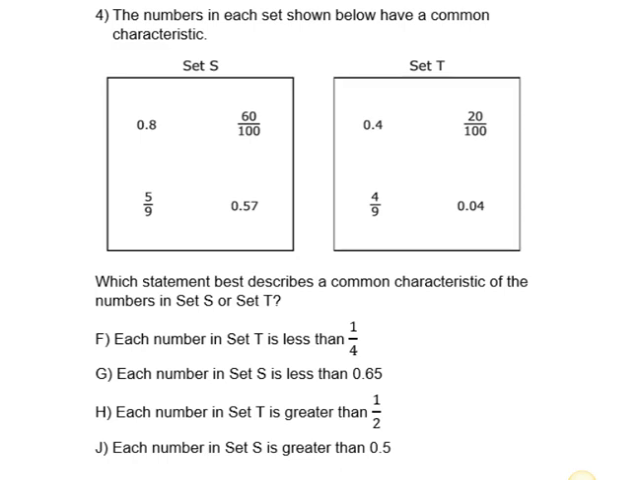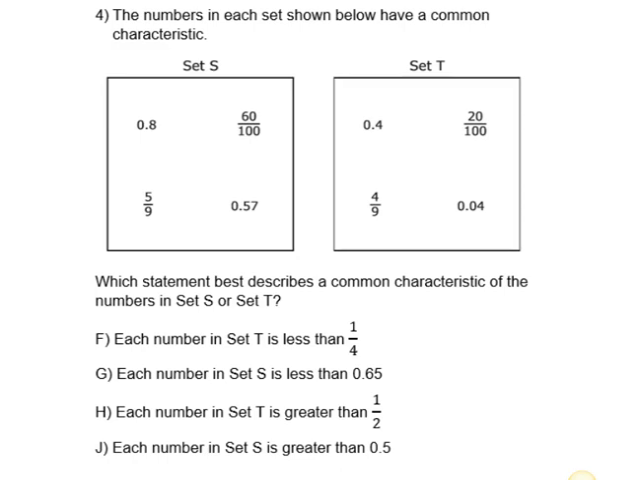The numbers in each set shown below have a common characteristic. We have set S, and in set S, our numbers are 0.8, 60 over 100, 5 over 9, and also 0.57. For set T, we have 0.4, 20 over 100, 4 over 9, and 0.04 or 4 100ths. Which statement best describes a common characteristic of the numbers in set S or set T?